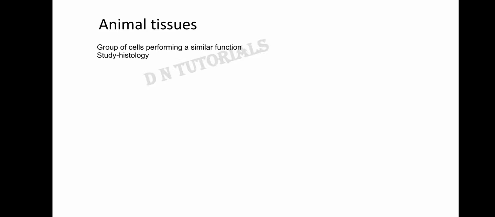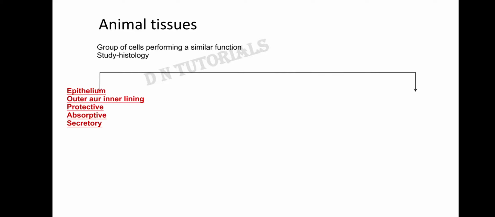Before starting all the animal tissues, we will take a brief look at the different types of tissues present in the animal body. The first category of animal tissue is the epithelium or the epithelial tissue. Epithelium forms the outer and the inner lining of our body. Our skin is epithelium, right? And skin protects our inner parts. And the inner lining, that is the lining of our gut, is also formed by the epithelium.